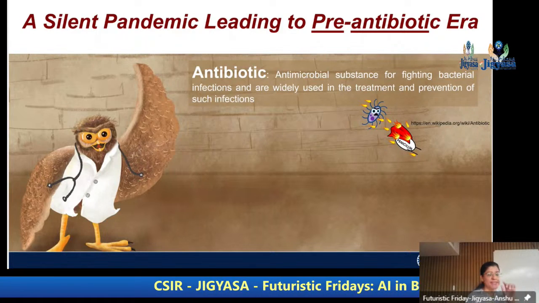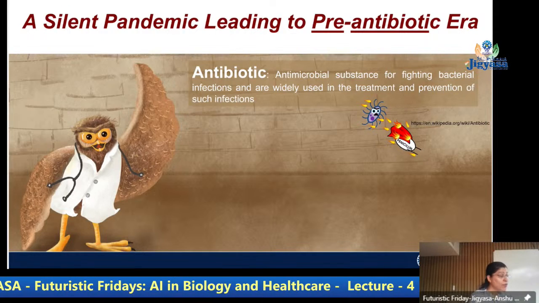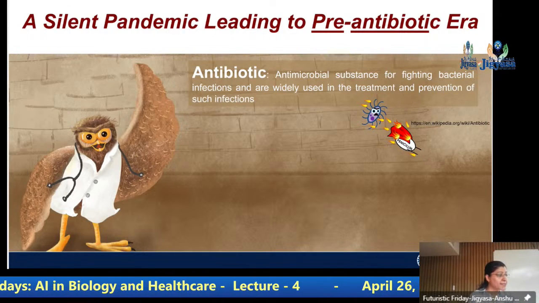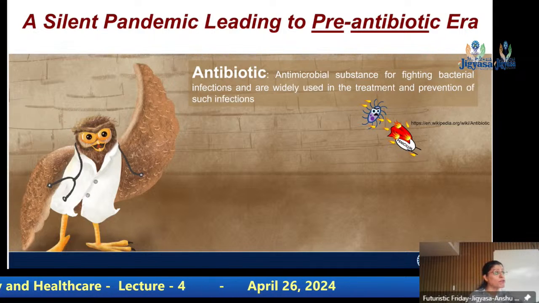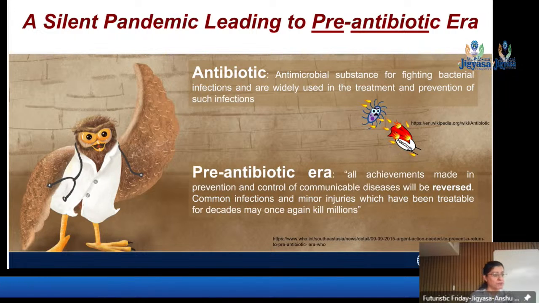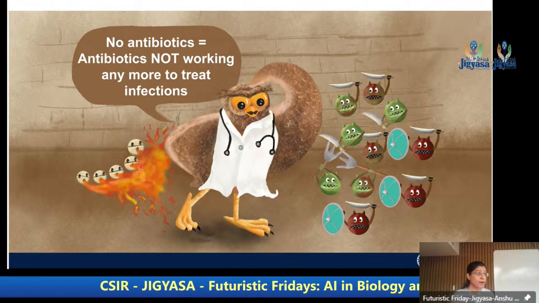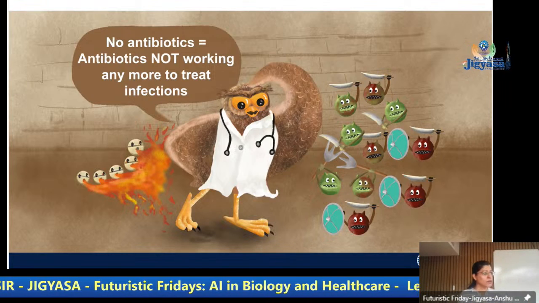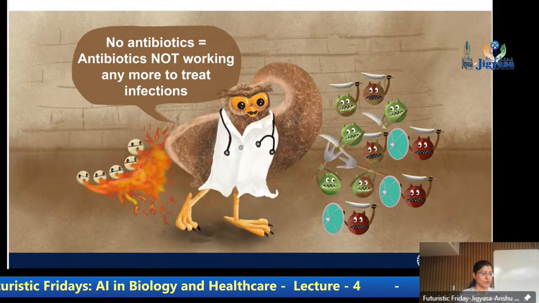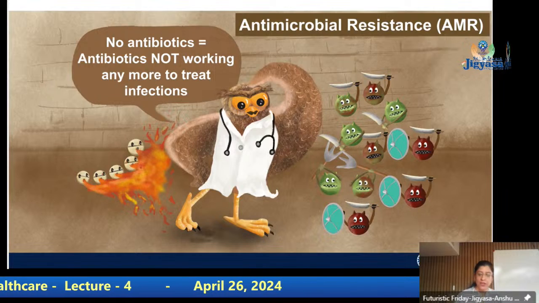Because antibiotics, which are basically these drugs to fight bacterial infections, right? When they stop working, as in the bacteria has figured out a way to not let this antibiotic work, that is when we go into a pre-antibiotic era. Which means what? Which means that when there were no antibiotics, and then you have antibiotics that don't work, it is the same thing, right? And that is what is called antimicrobial resistance.